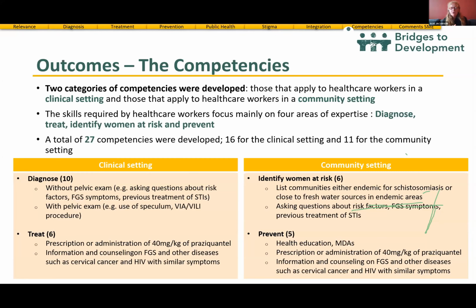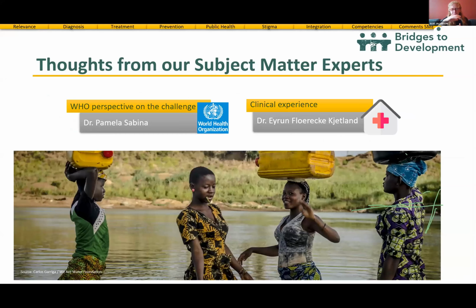We had at one point, I can't remember how many, but a lot of competencies. We worked with these, put them into categories, simplified them, and ultimately ended up with 27 competencies. 10 of those fit into the area of diagnosis, 6 in treatment, 6 with identifying women at risk, and 5 around prevention. And these are the things that we hope at the end of this workshop you feel comfortable with, all of these competencies, and feel comfortable sharing those and helping your colleagues learn about those competencies as well.